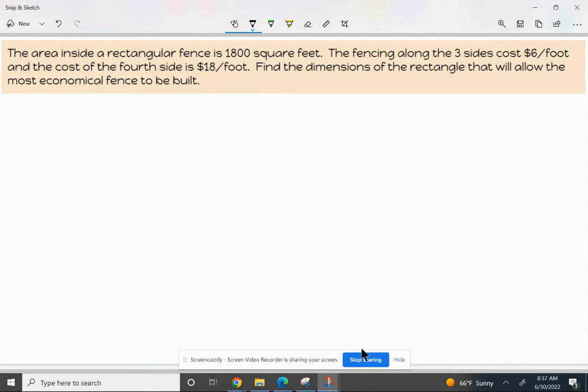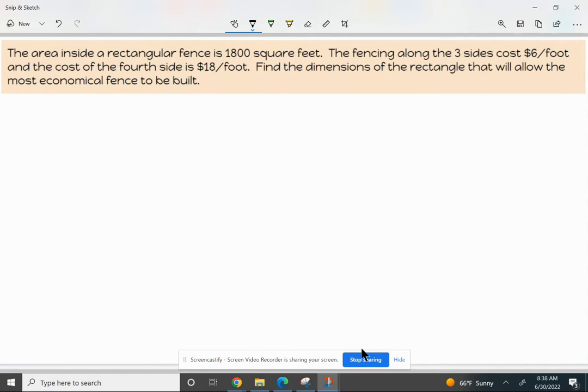Okay, the problem went something like this. The area inside a rectangular fence is 1,800 square feet. The fencing along 3 of the sides is $6 a foot, and the cost of the 4th side is $18 a foot. We want to find the dimensions of the rectangle that will allow the most economical fence to be built. The wording of the problem was something like that.